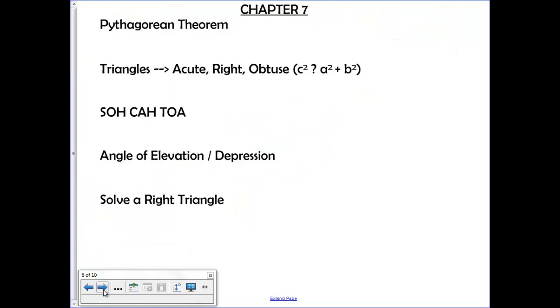Chapter 7. Pythagorean theorem. What's the Pythagorean theorem say? I like the trig better, but I like that. C is always the hypotenuse, which is exactly right. The hypotenuse is always the longest side. And so, the Pythagorean theorem only works with a right triangle. It's got to have a right angle in it. So here's our right angle. That makes this our C value. That's always the hypotenuse, across from the right angle.